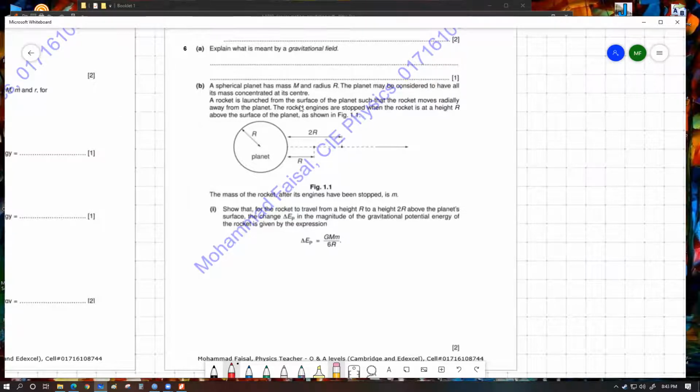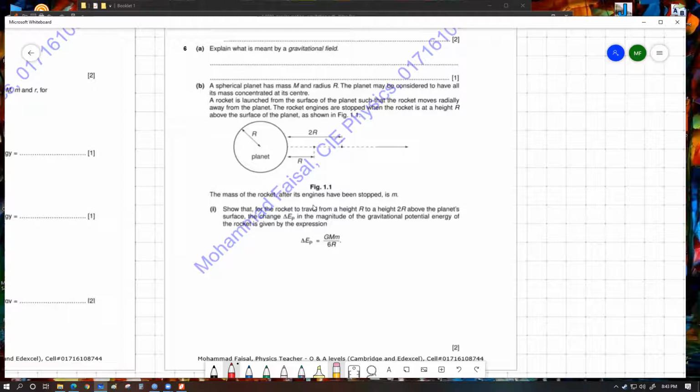A rocket is launched from the surface of the planet such that the rocket moves radially away from the planet. The rocket engines are stopped when the rocket is at a height r above the surface of the planet, as shown in figure 1.1. The mass of the rocket after its engines have stopped is m, which means at point r, its fixed mass is m. The reason they have mentioned the rocket's engine stop is that as long as the engine runs, the rocket will burn fuel gases and lose mass. So that's why they have mentioned that after the engines have stopped, the mass is m.